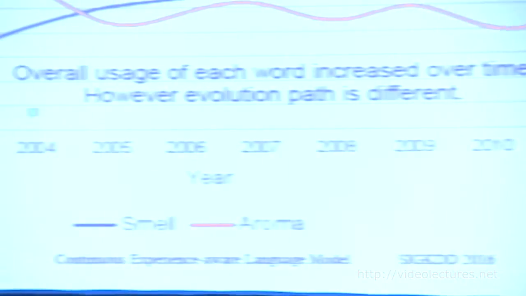We can also use this model to find out what are the evolving norms and conventions in the community. For example, how are different words used by users at different levels of experience. So, for example, these are two typical words, smell and aroma. Usage of each of these words increased over time. However, we can see that their evolution path is different. So, one is preferred more by the experienced users and gradually replaced. The other convention was replaced.